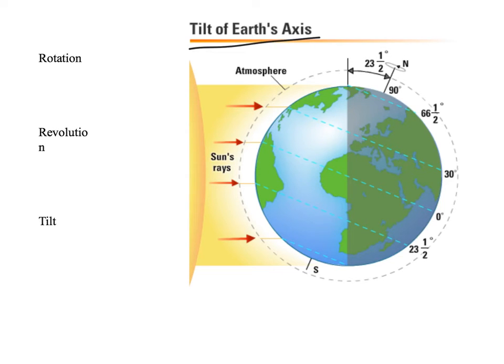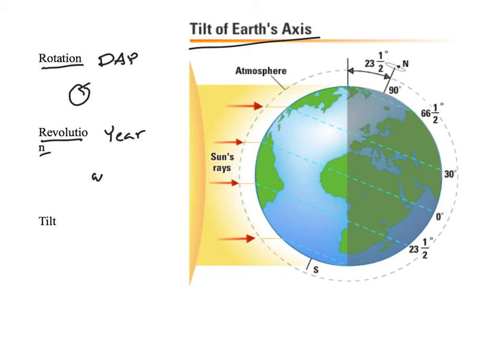The first motion we're going to talk about is rotation, and the result of rotation is the day. It takes 1 day for the Earth to rotate on its axis, and as it does so, it's going to spin around like this, and it allows the Earth to have periods of heating and cooling. So you'll notice that half of the Earth is going to be heating up, it's going to be daytime, and the other half is going to be cooling off when it's nighttime. The second motion is revolution, and the net result of revolution is the year.